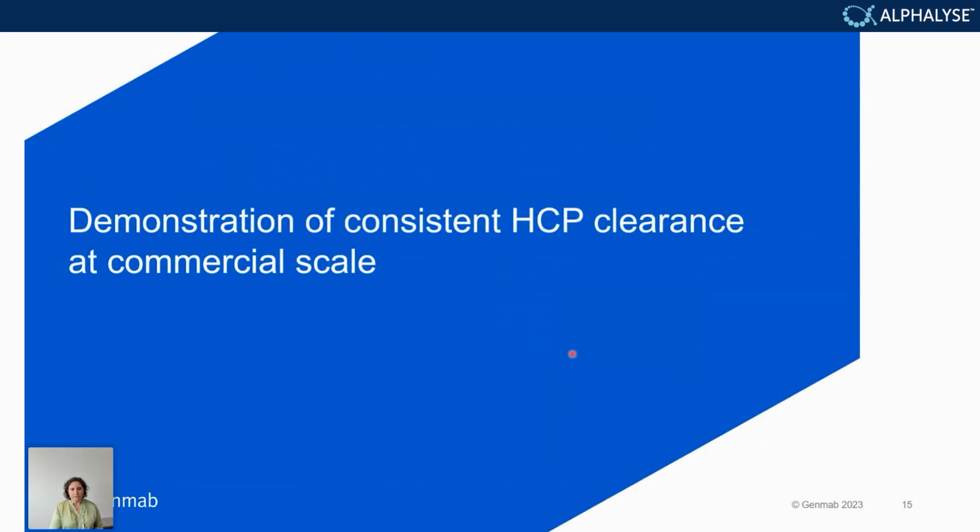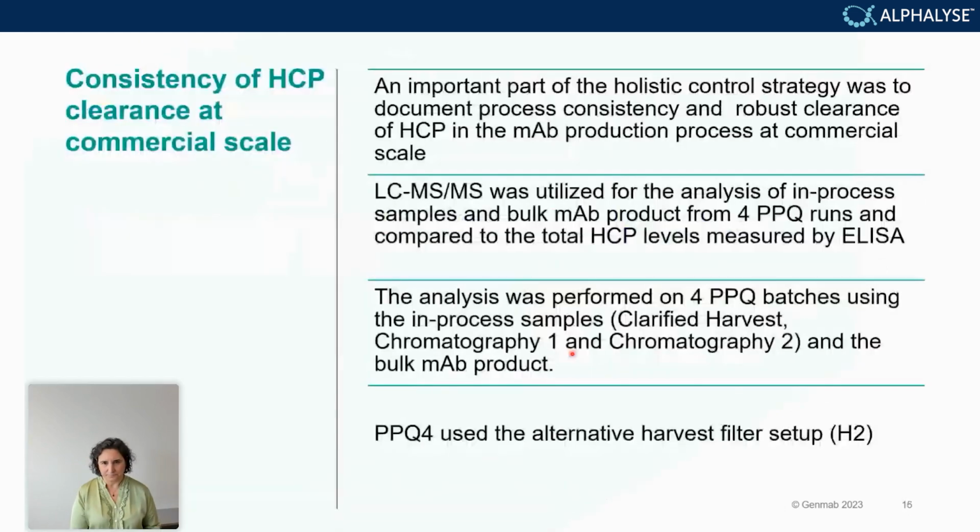And another way we can gain knowledge about the HCPs was to demonstrate consistent HCP clearance at commercial scale. So that's one of the most traditional holistic control strategies, to show clearance through the process, and this is normally shown in the impurity section of a filing.